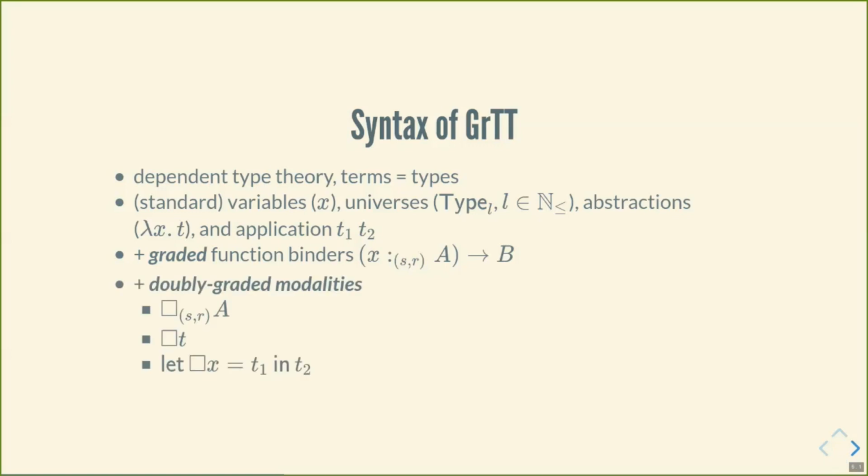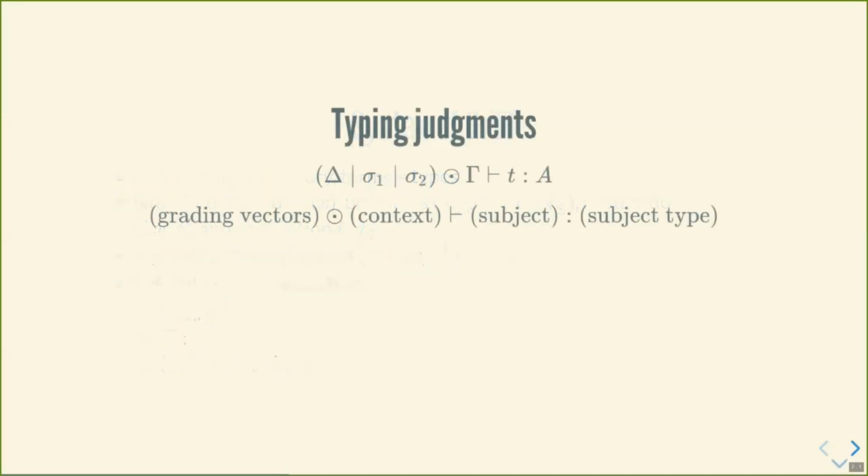We then also have doubly graded modalities, where the grade S captures computational use and the grade R captures specificational use. So this is what our typing judgments look like. To the right of the turnstile, we have a regular context gamma, which we often treat as a vector, a term t, the subject, and a type A, the subject's type. To the left of the turnstile, we have a triplet of vectors, delta, sigma 1, and sigma 2, where we require that each of these vectors be of the same size as gamma.